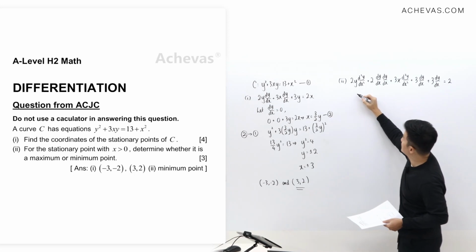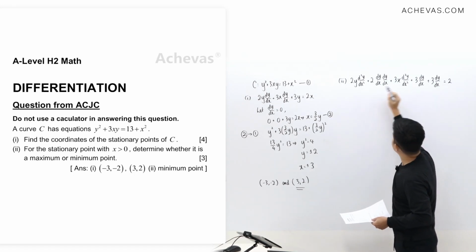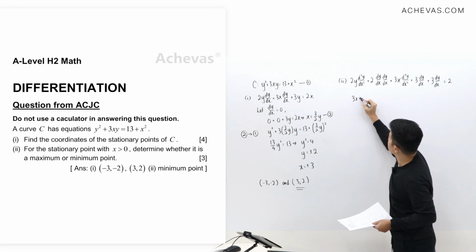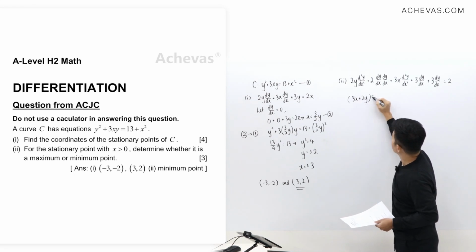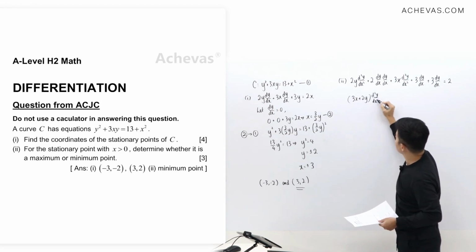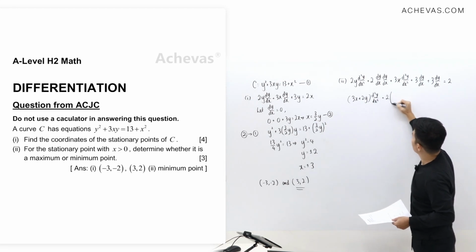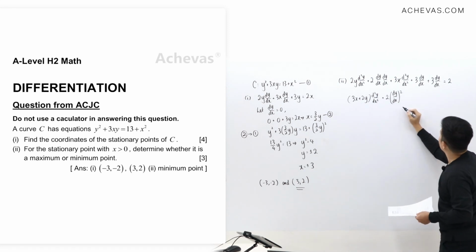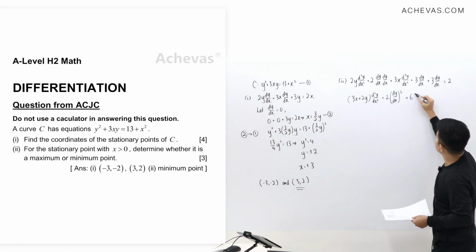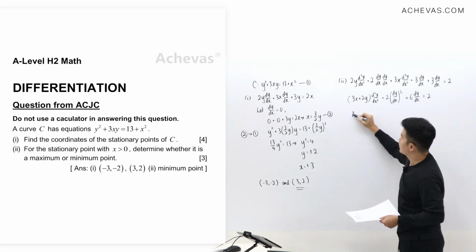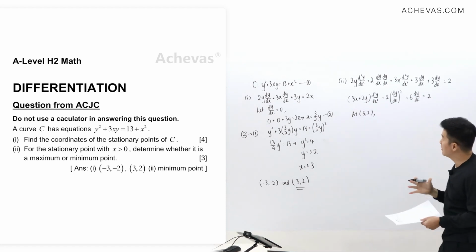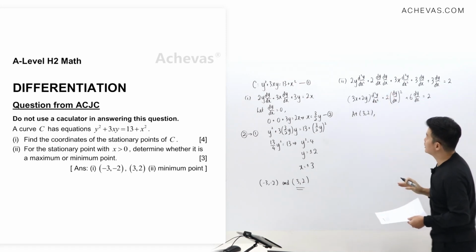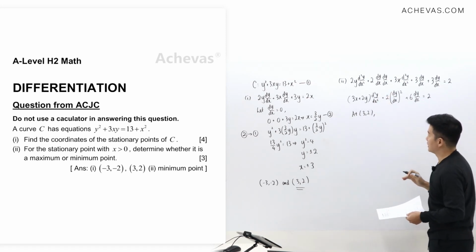Let me simplify this a little bit. So we will be combining this and this. It is going to be 3x plus 2y, and d squared y/dx squared, plus 2 times dy/dx times dy/dx, which is just simply going to be dy/dx squared. And we have this plus this, so this will be 6 dy/dx. This is equal to 2. And we are trying to analyze whether this point here, 3, 2, is a maximum or minimum point by trying to find out the value of d squared y/dx squared at this particular point.